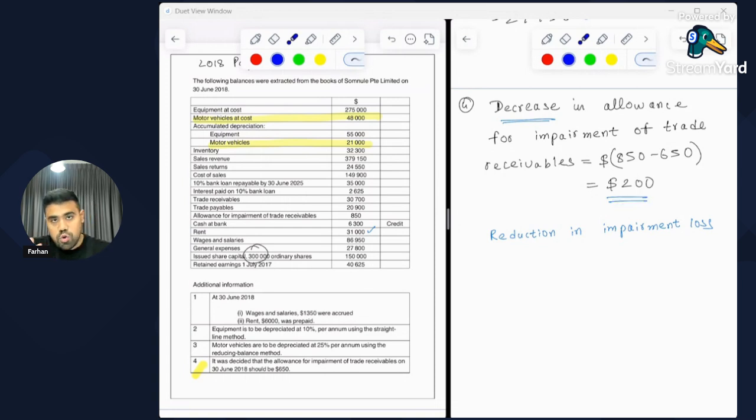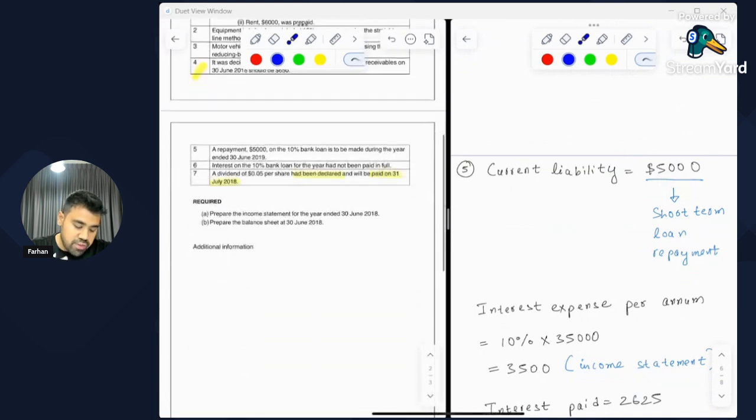All right, so just to simplify this, there's a reduction in allowance for impairment of trade receivables of $200. And how did we get this $200? For the year ending 30 June 2018, it's $650, and for the previous year, it was $850. When there's a reduction in allowance for impairment of trade receivables, it's a good thing for the business because now we expect to collect more of the cash from our credit customers. All right. And when you prepare the expenses section in the income statement, you are to show this number as a negative because there's a reduction and this is a good thing for the business. Okay. All right. Let's go to point number 5 and 6.